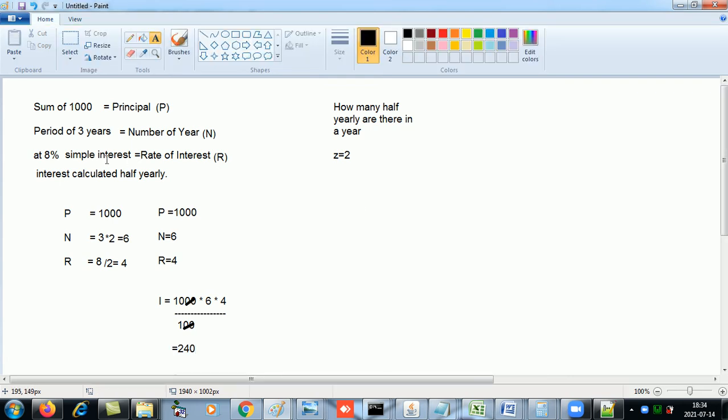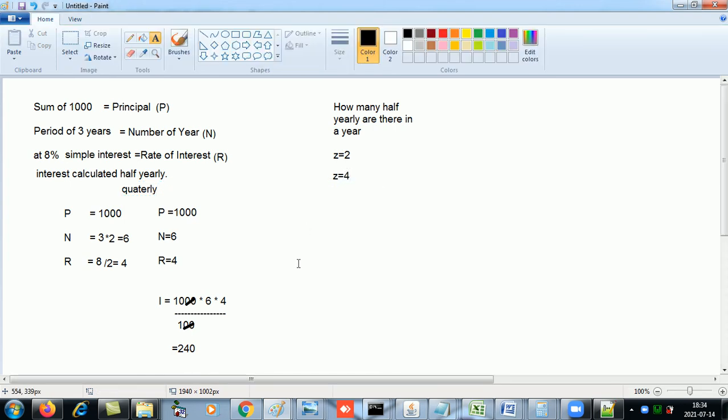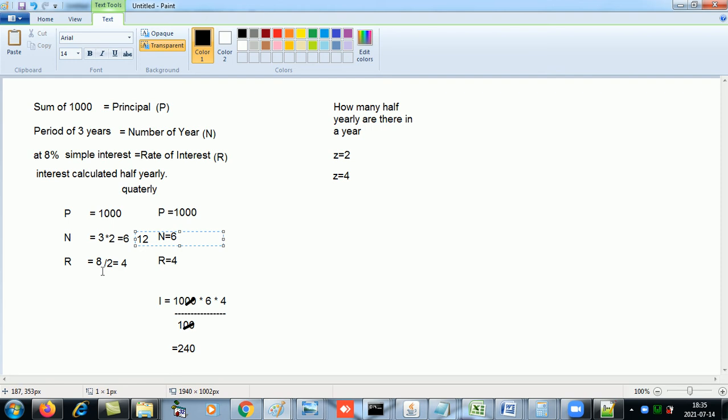So I just wanted to show this if it is calculated half yearly, and if it is calculated quarterly, now what is the value of Z? There are how many quarters in a year? There are 4 quarters. The value of Z will be 4. So you will multiply 3 by 4, this will become 12, and 8 divided by 4 will become 2. The answer will be the same.